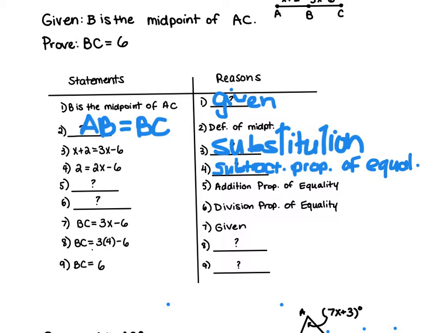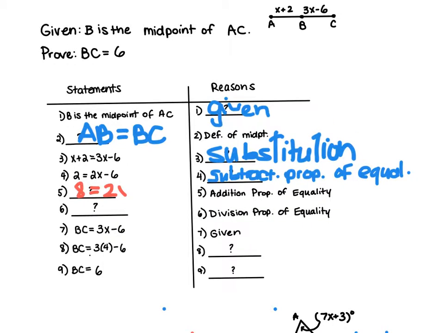All right, so then 5, addition property of equality. What do we think happened? You add 2 to both sides. Not the 2, the 6, which makes it 8 equals 2x. Good. Now division property, what probably happened? Good. 8 equals 2x, so x equals 4. You divided both sides by 2.